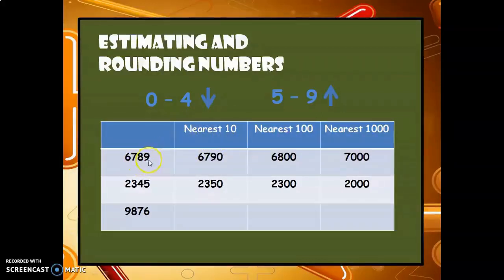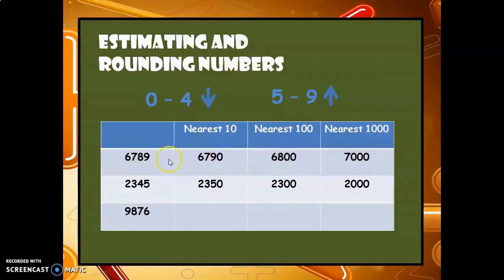Now the reference digit is actually the digit on its right, which is the ones place value. Since 9 is round up, you have to add 1 to the tens place value. So that will be 9, and then the rest of the place values on the right side will become 0. So that will be 6,790, rounding to the nearest 10.